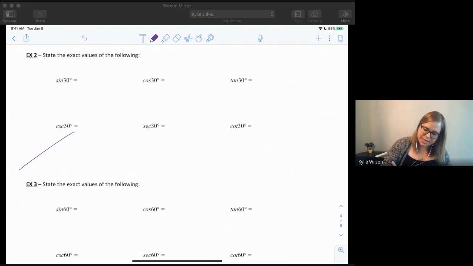So this is the other triangle that I would highly recommend that you have committed to memory and you know this triangle. Even if as soon as you get to a test or quiz, you have to draw out the triangle, it's a good idea to know it.